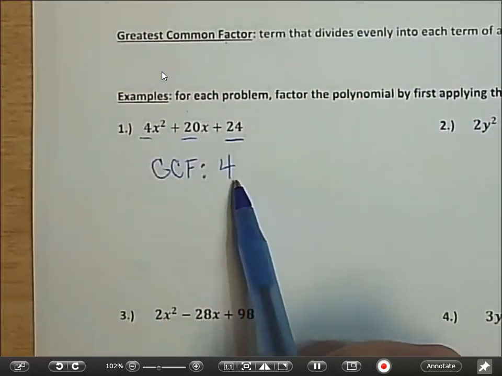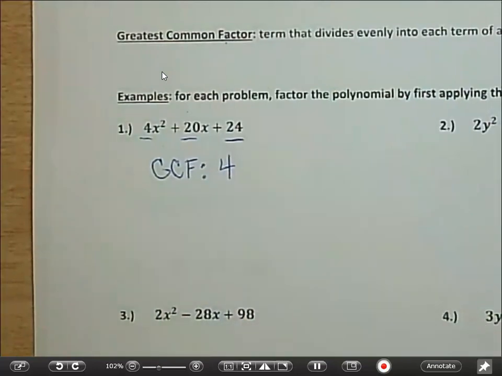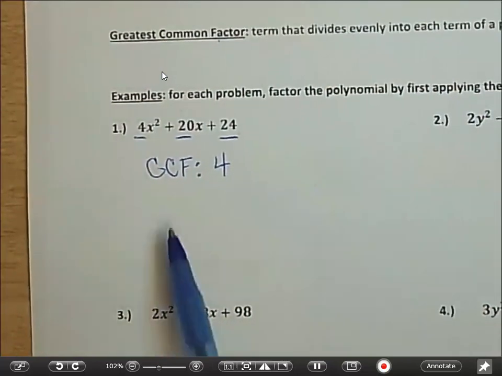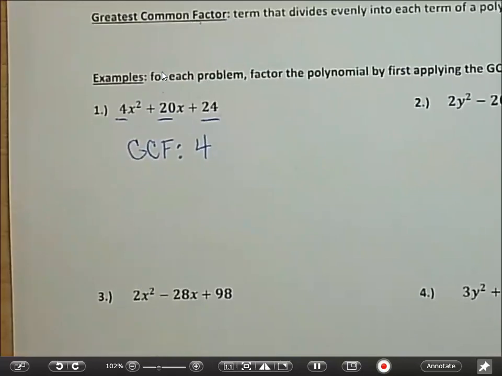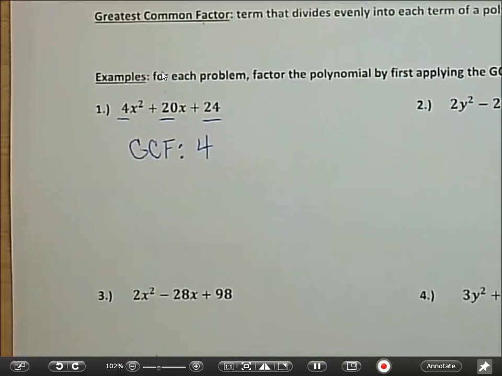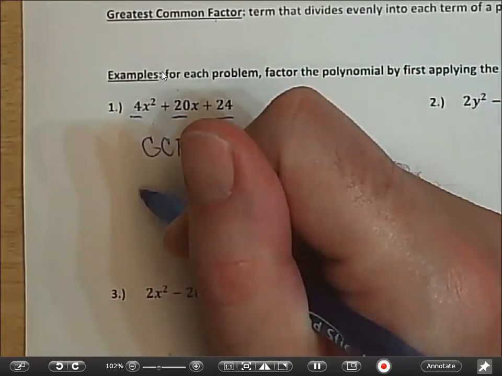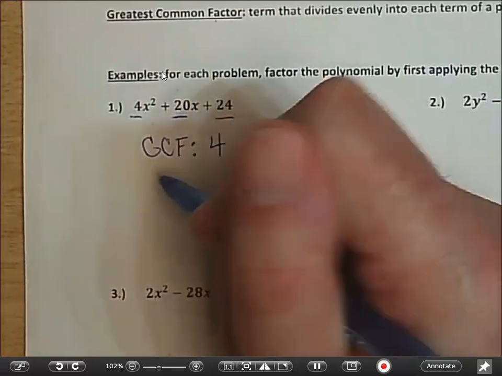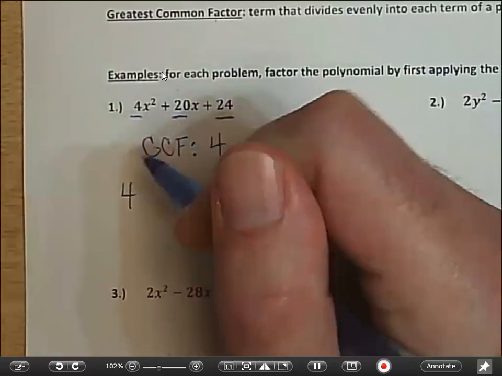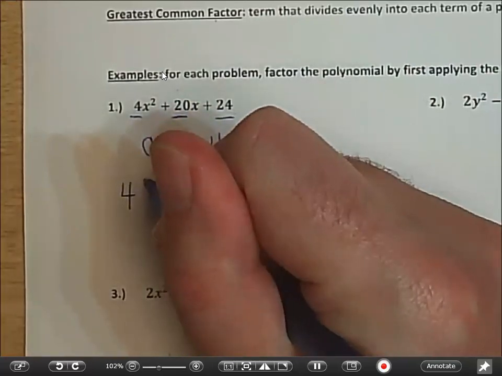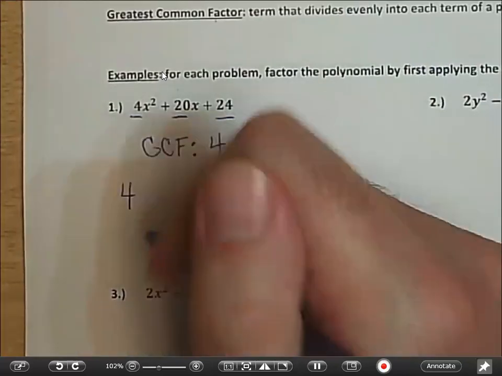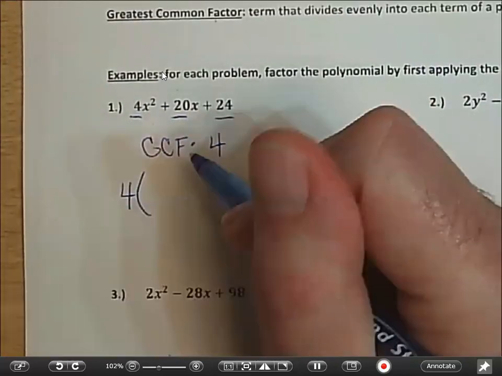4 divided by 4 gives you something nice. 20 divided by 4 gives you something nice. And 24 divided by 4 gives you something nice. So we want to indicate the greatest common factor first. That is not your answer. It's just something to get the ball rolling on this one. We've got 4 coming out to the front. That's where our GCF goes. So this 4 is our GCF.